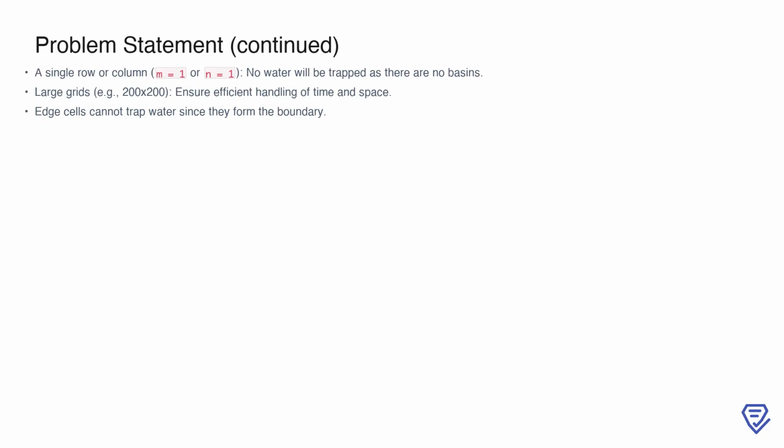For larger grids, such as a 200 by 200 matrix, the solution must be efficient both in terms of time and space to handle the computation within reasonable limits. Lastly, it's important to note that edge cells, those on the boundary of the matrix, cannot trap water because they don't have all 4 sides enclosed. These constraints help define the scope of the problem and guide the implementation of the solution.